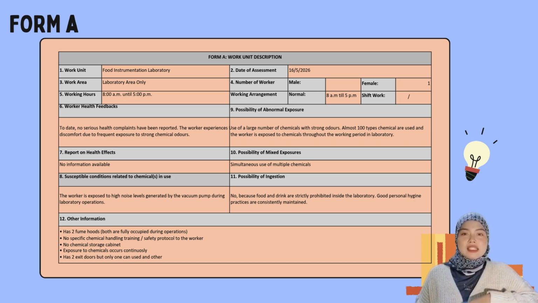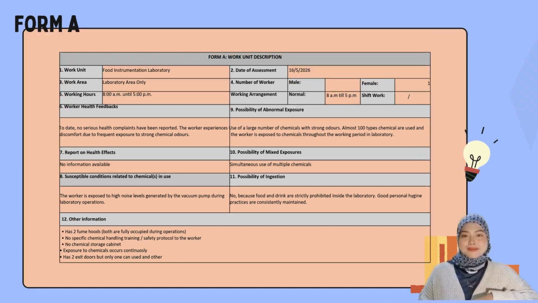Some additional findings include both fume hoods being fully occupied during operations, the absence of a chemical storage cabinet, limited chemical handling training, continuous chemical exposure during work, and only one of the 2 emergency exit doors being usable. These findings show that improvements are needed to enhance chemical safety in the laboratory.